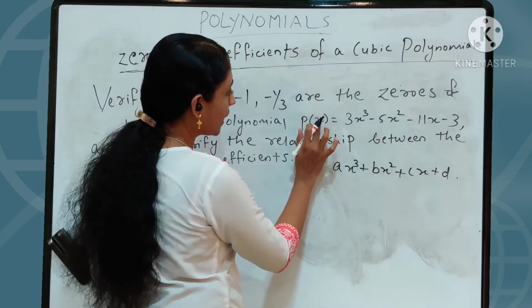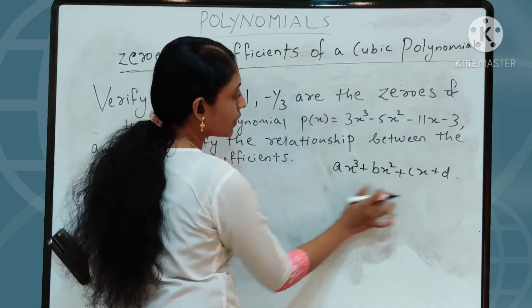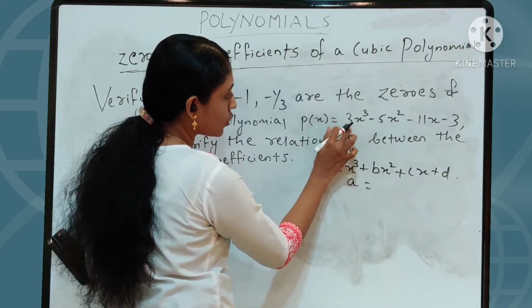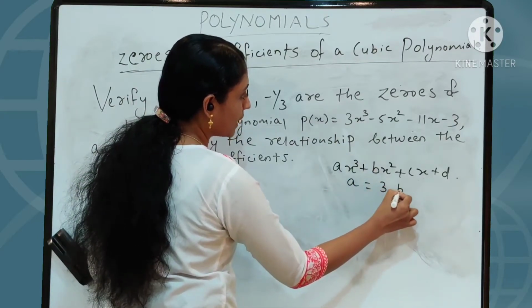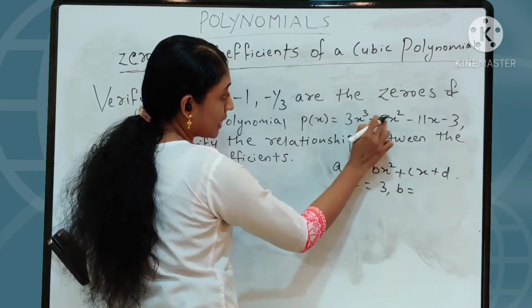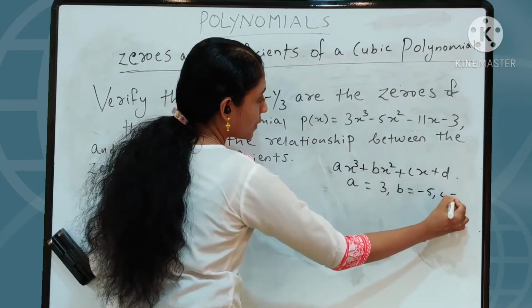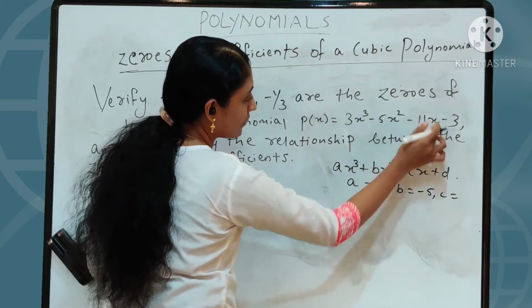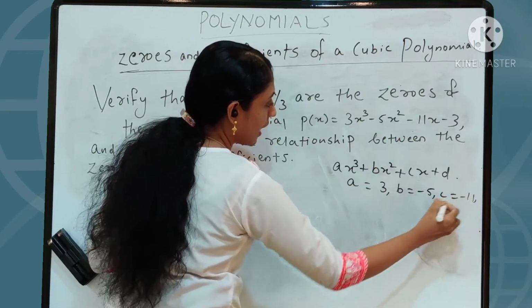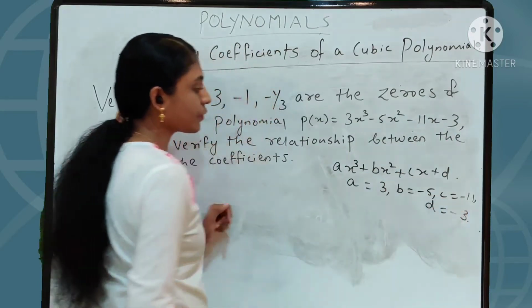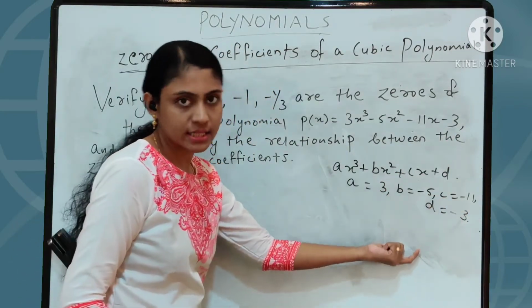And comparing this equation with this formula, we get the value of a as 3, from 3x cube. B as bx square, minus 5x square, that means b is minus 5. And the value of c as cx, minus 11x, so c is minus 11. And the value of d is the constant term, that is minus 3. So we got the values of a, b, c and d.